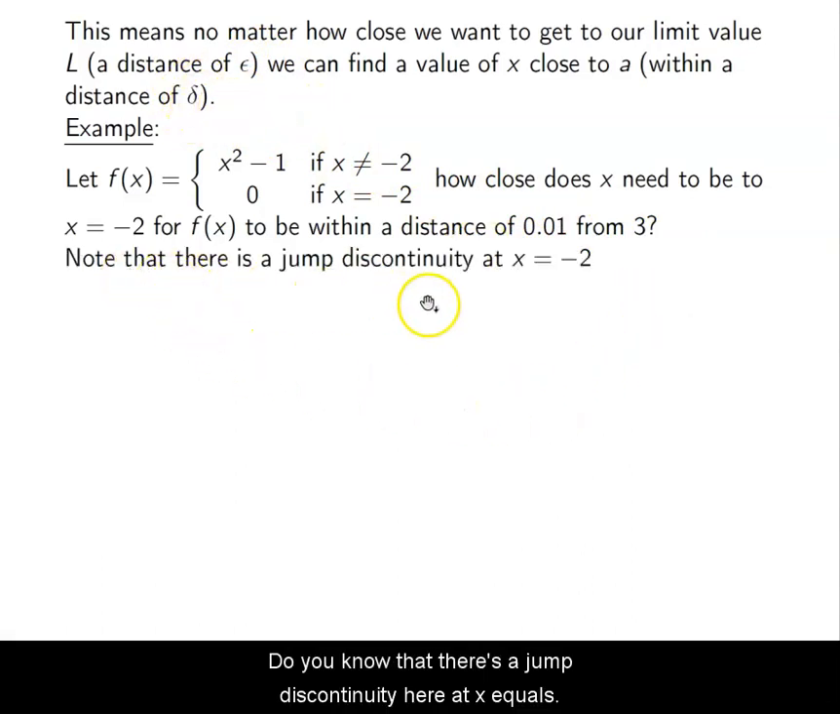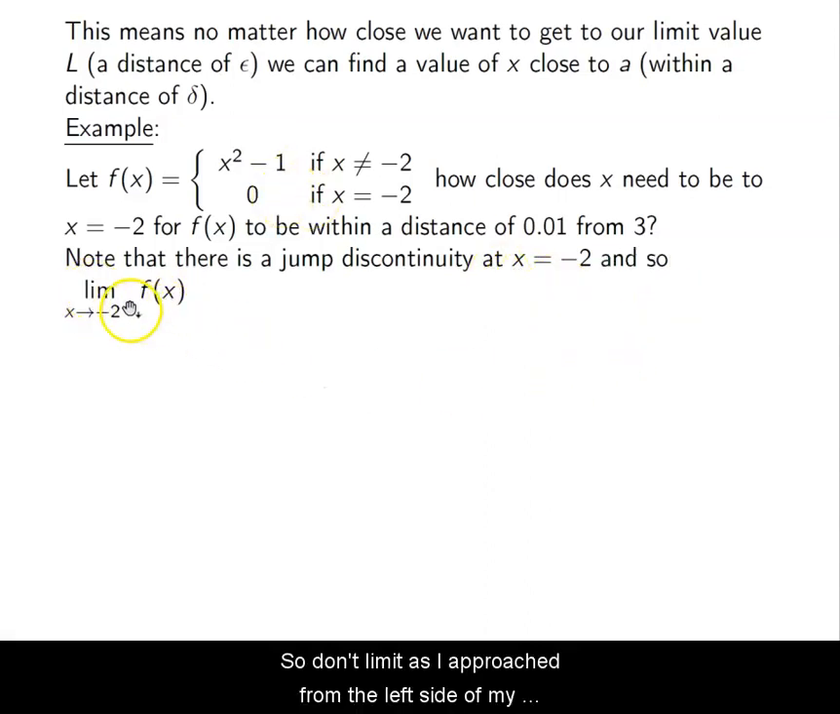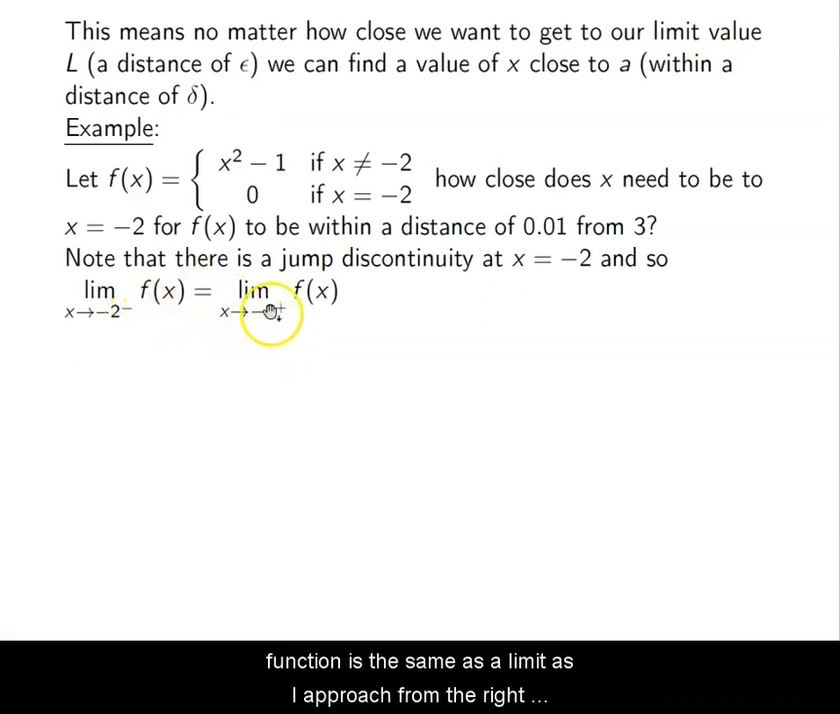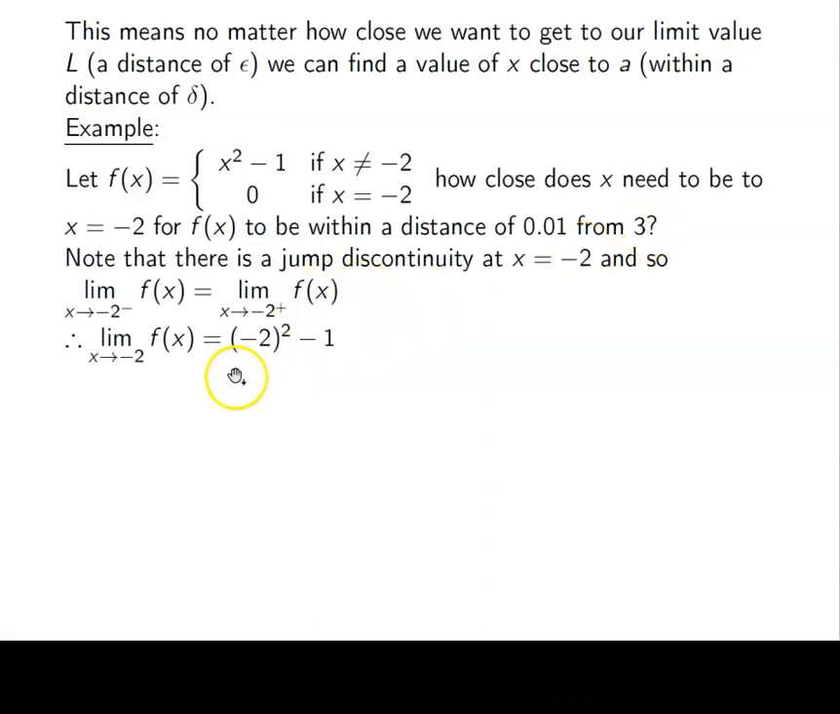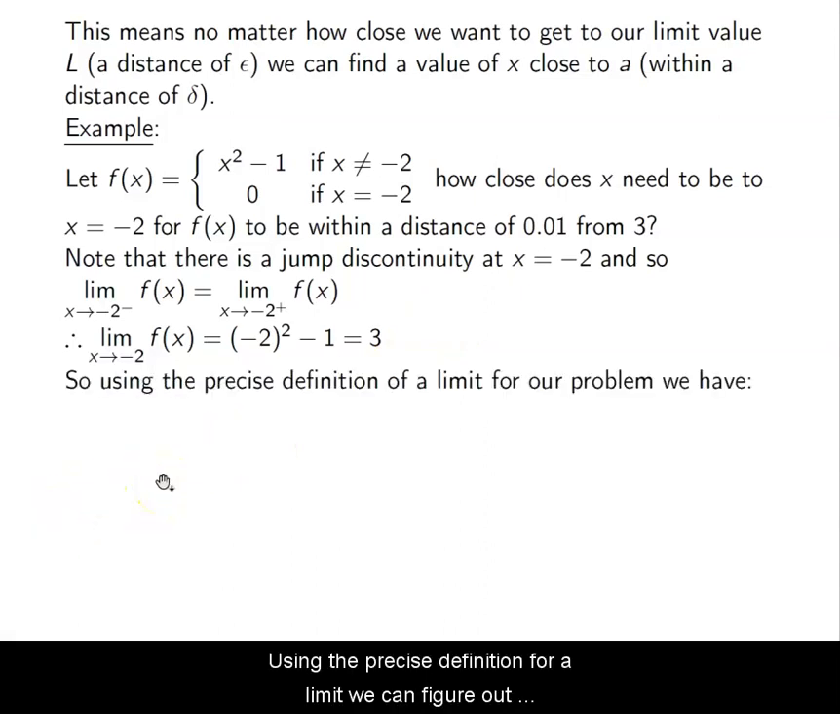So again, note that there's a jump discontinuity here at x equals -2. And so the limit as I approach from the left side of my function is the same as the limit as I approach from the right side, which is 3 in this case. Okay, so I can plug this in and I just get 3 from my limit. Okay, so using the precise definition for our limit, we can figure out what the delta needs to be, right? So I know that my value of A is -2.